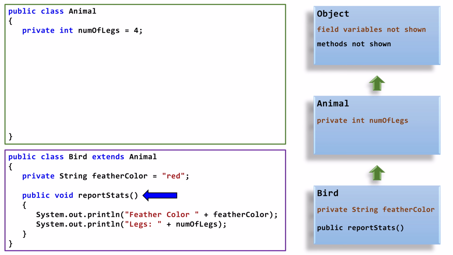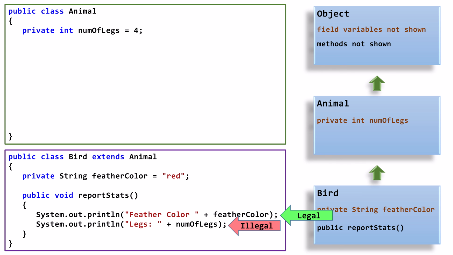We have a method in the bird class, reportStats. Let's look at it line by line. First, we output the value of the feather color variable. Feather color is private, but we can still access it from a method inside the bird class. On the next line, we output the value of the num of legs variable. Being private, it isn't inherited, thus isn't accessible to the methods inside the bird class. Let's see what we can do to make this work.